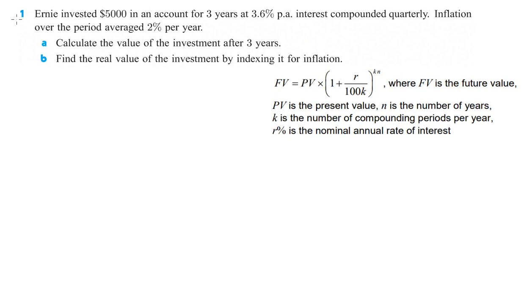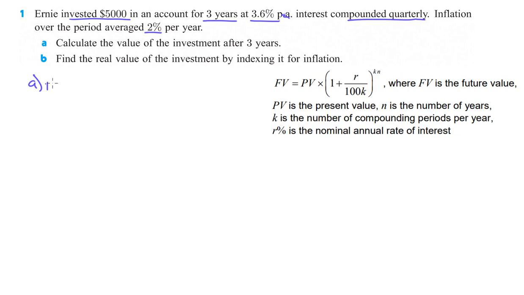Okay, first one, number one, Ernie invested $5,000 in an account for 3 years, 3.6% interest compounded quarterly. Inflation over the period averaged 2% per year, so 2% is the inflation amount. Part A says calculate the value of the investment after 3 years. So invested $5,000 and later on it's going to be worth more. So FV is what we're looking for.